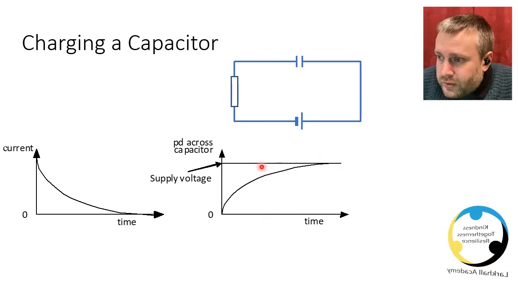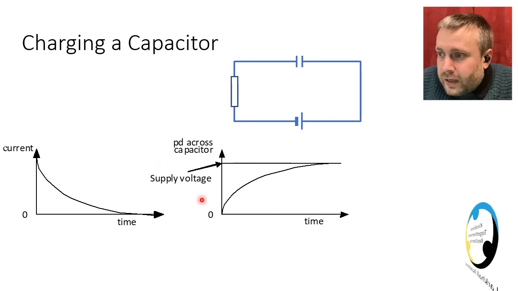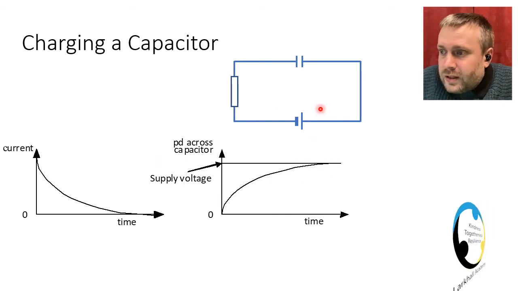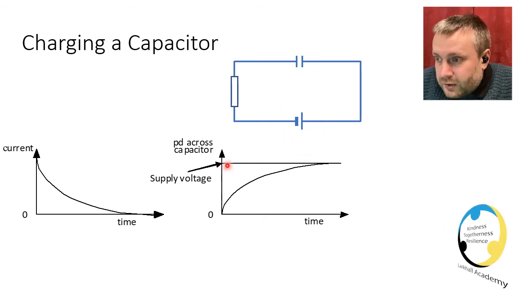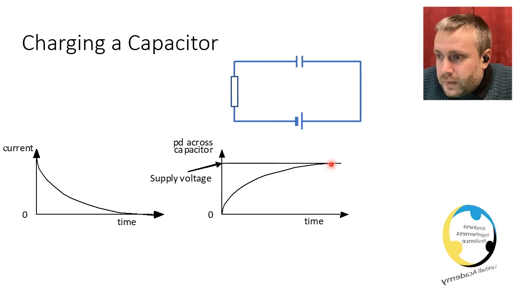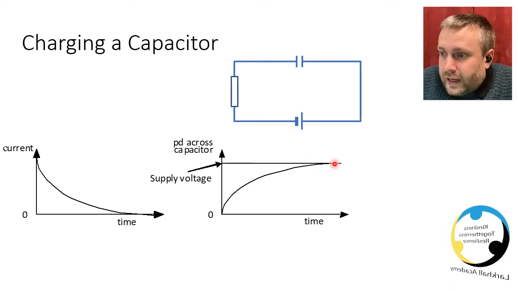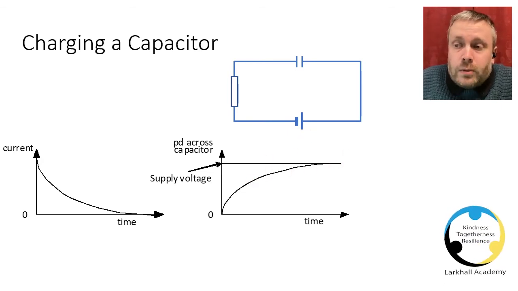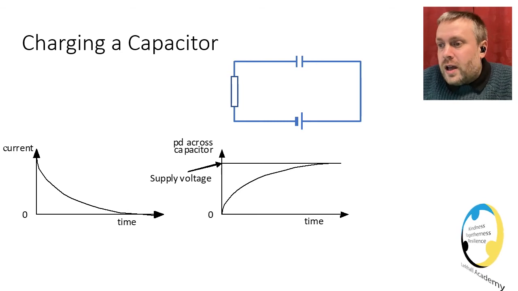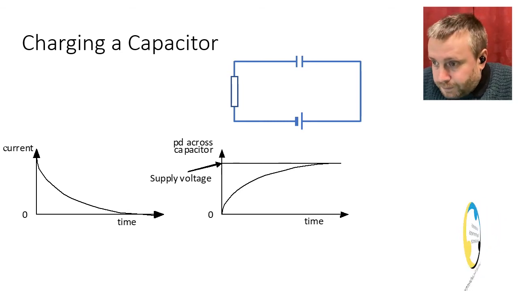And this constant value that it reaches is just the supply voltage, so it's whatever this little cell is providing here. So if this cell is providing 1.5 volts, then this supply voltage here is 1.5 volts, and that's the maximum potential difference that we're going to get across the capacitor. If this was a 6 volt cell, then it would get up to 6 volts here and it wouldn't go any higher. That would be the maximum potential difference we're going to get across our capacitor.